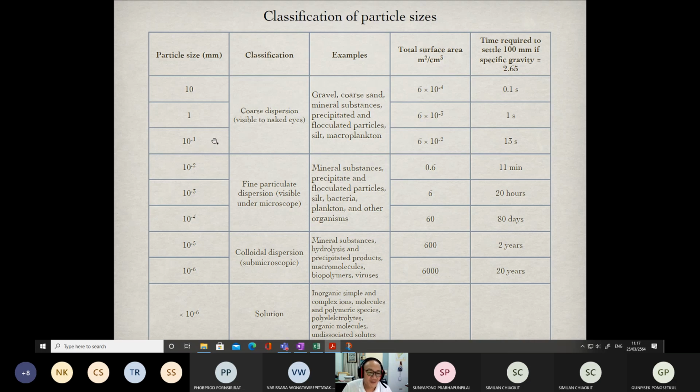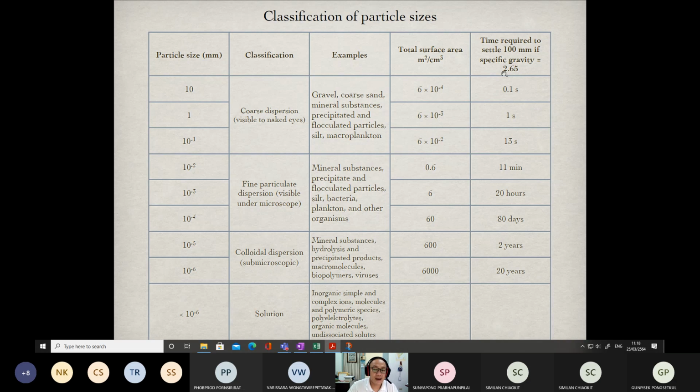But for some fine particles with a size around 10 to the power of minus 1, or 0.1 millimeters, this is a kind of fine sand particle or the precipitated forms of the metals. This size is still visible to the naked eye. So in the grit chambers, we are aiming to remove this particle size, for the size larger than 0.2 millimeters.